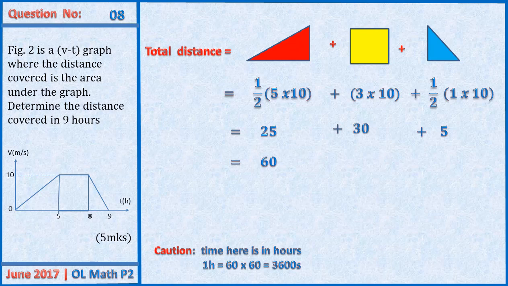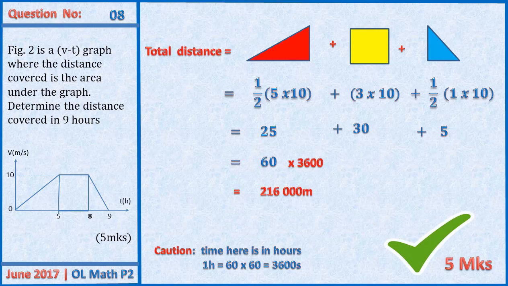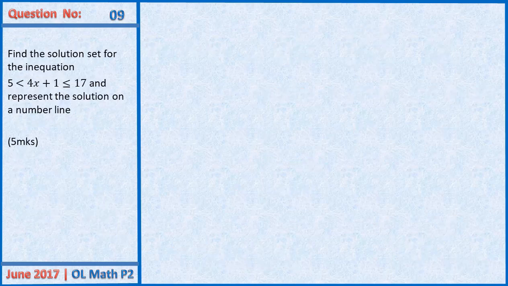But this answer is not correct because I have to convert it to seconds. And then I'll multiply by meters per second to give my answer in meters. So I have to multiply this value by 3,600 to give me the answer in meters. And this will give us 216,000 meters.